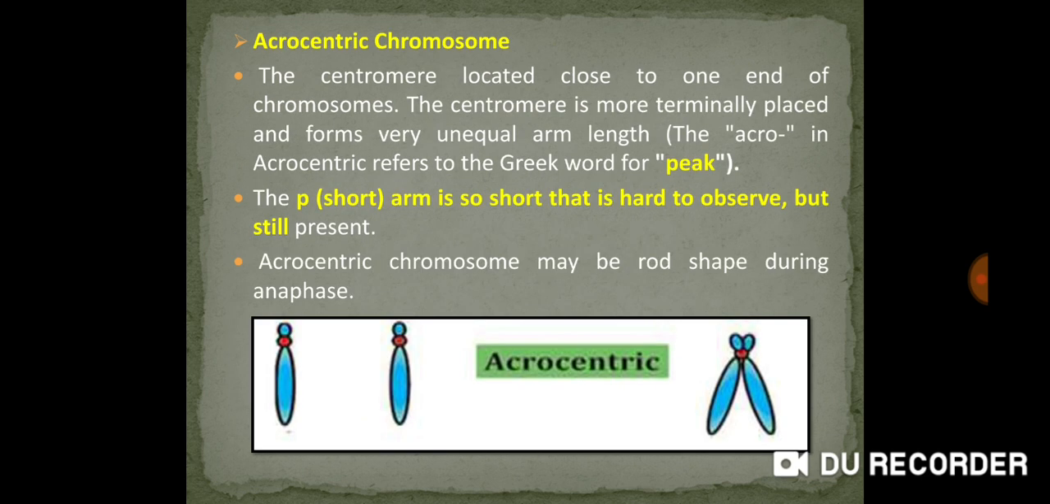Acrocentric chromosome. The centromere is located close to one end of the chromosome. The centromere is terminally placed and forms very unequal arms. Acrocentric is from the Greek word acro, meaning peak. The p arm is short and hard to observe, but it is still present, and it forms a rod shape during anaphase.